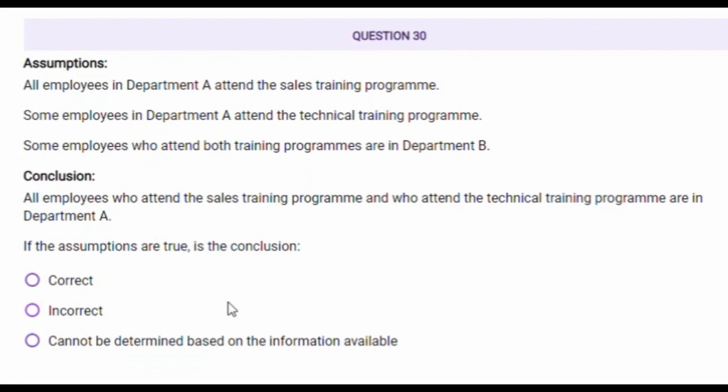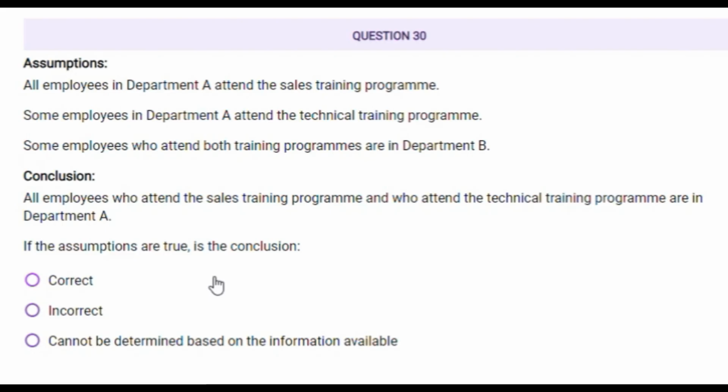Question 30. If the assumptions are true, is the conclusion correct? Assumptions. All employees in Department A attend the sales training program. Some employees in Department A attend the technical training program. Some employees who attend both training programs are in Department B. Conclusion. All employees who attend the sales training program and who attend the technical training program are in Department A. Options. Option A correct. Option B incorrect. Option C cannot be determined based on the information available. Answer. Option B, incorrect. Explanation.